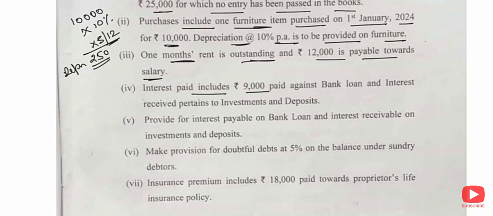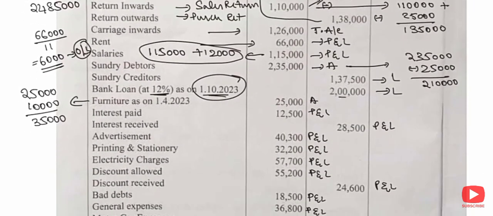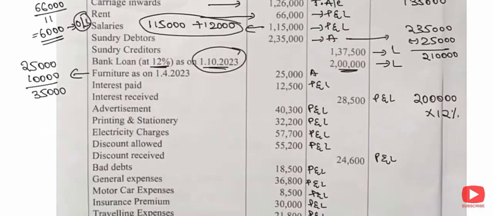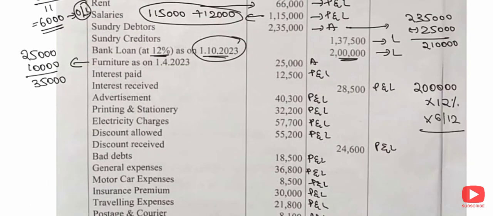Interest paid includes 9,000 paid against bank loan. Can you see the bank loan here? 2 lakh. You have the bank loan as 2 lakh. 2 lakh into 12%. But when have you borrowed this? 1/10/2023. That means only 6 months interest will be applicable. 2 lakh into 12% into 6 divided by 12. So 12,000 is the interest.